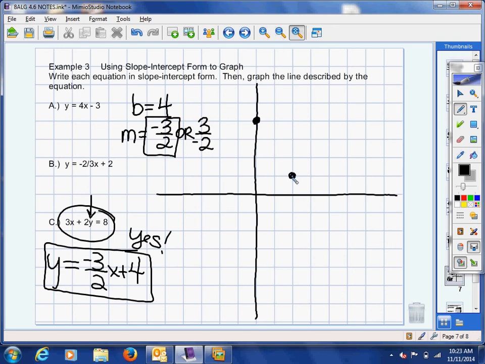Let's do that a couple of times. Down 3, right 2, mark it. And it's looking good. I have a line that's leaning to the left. This definitely reflects how my slope says it should be leaning. And there's my equation. And there's my slope-intercept form and my drawn line as a result.